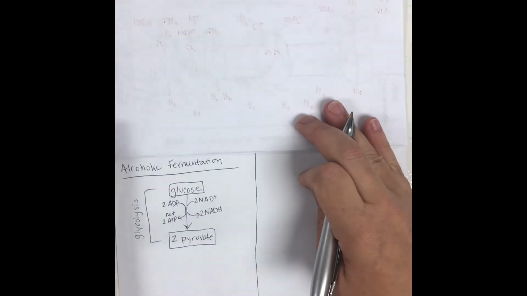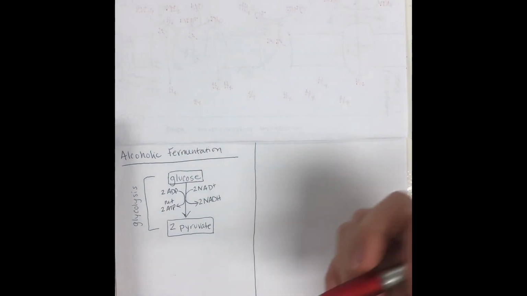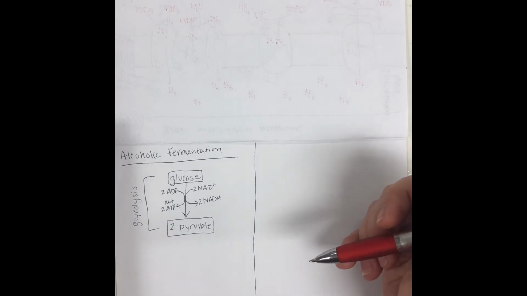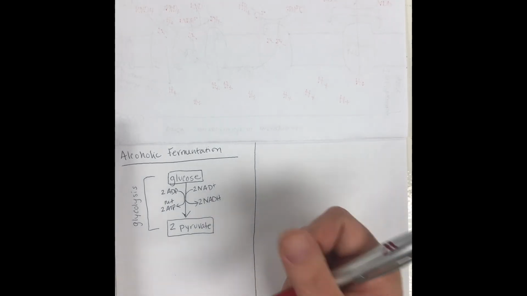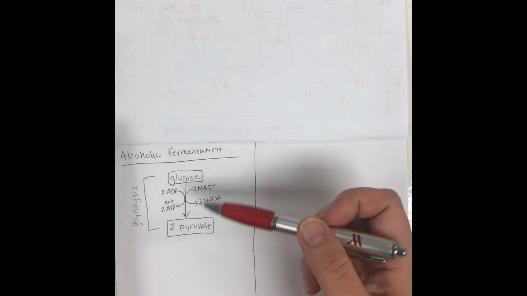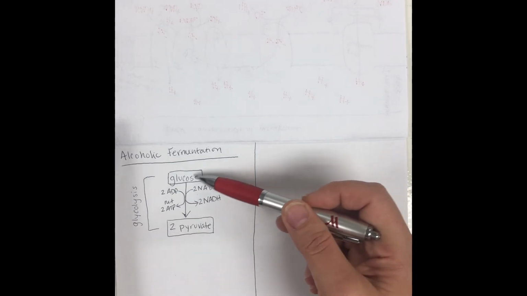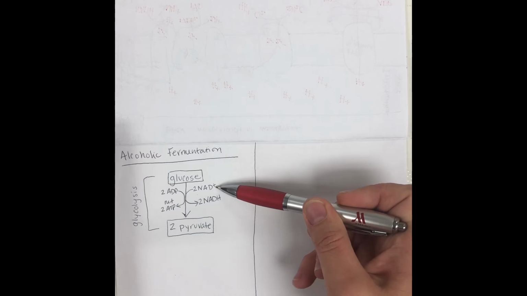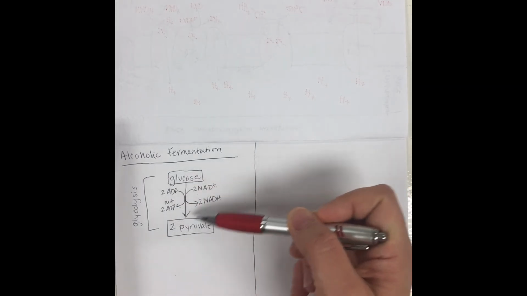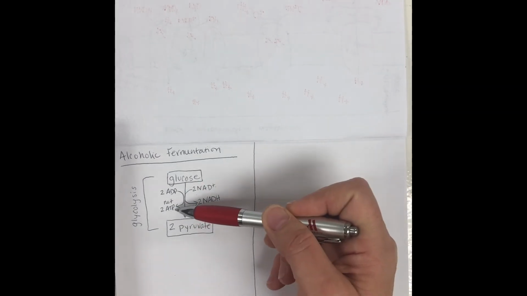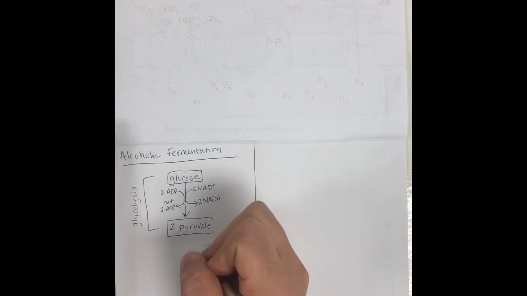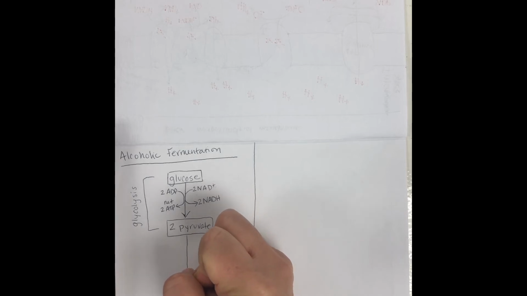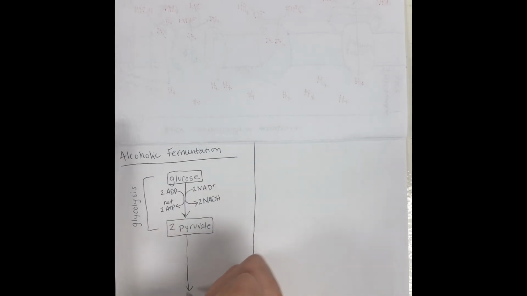But at this point, we are in a yeast cell, and a yeast cell doesn't have mitochondria. So what we need to do is regenerate this NAD plus so that we can continue this glycolysis cycle and make that little 2 ATP amount. So we're going to go from 2 pyruvate to 2 ethanols.